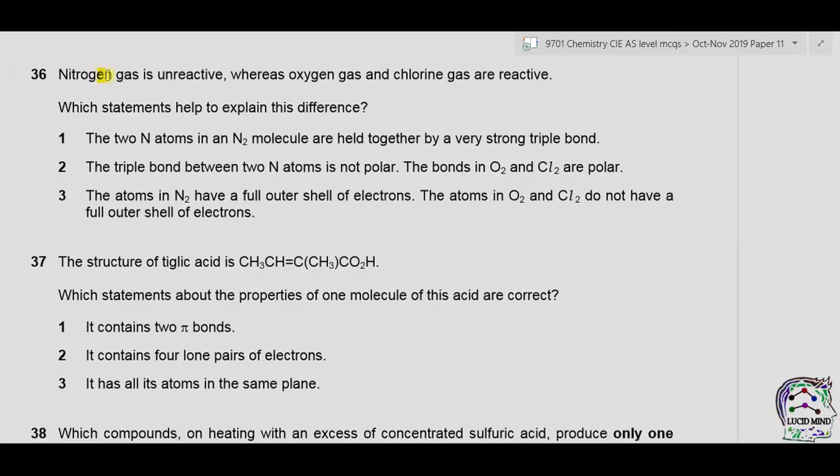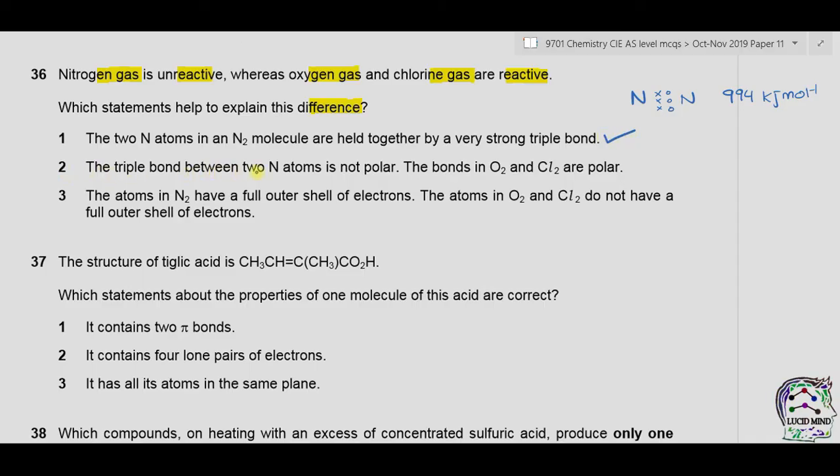Question 36. Nitrogen gas is unreactive whereas oxygen gas and chlorine gas are reactive. Which statements help to explain this difference? Number 1. The two nitrogen atoms in a nitrogen molecule are held together by a very strong triple bond. This is true because nitrogen makes a triple covalent bond with another nitrogen atom, and a lot of energy is required to break this bond. It is about 994 kilojoules per mole. So option 1 is correct.